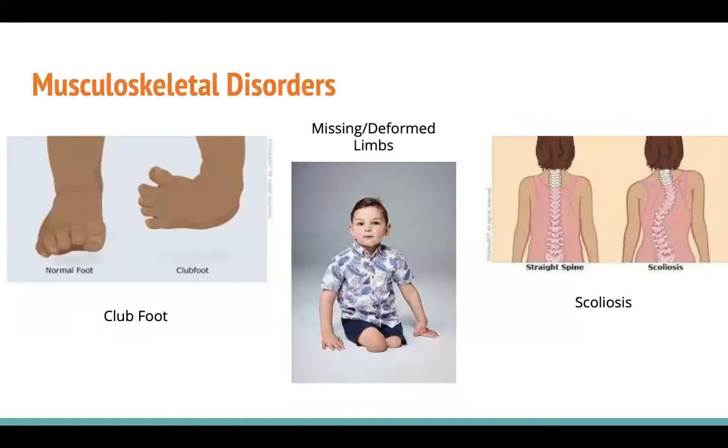Musculoskeletal disorders are composed of various conditions that can result in various levels of physical limitations. Examples include clubfoot, missing and deformed limbs, scoliosis, as well as juvenile rheumatoid arthritis.